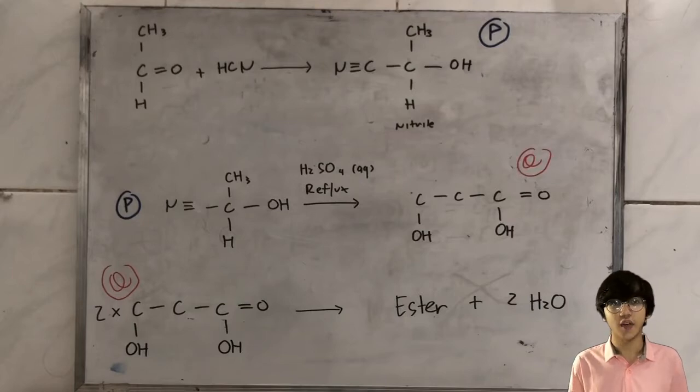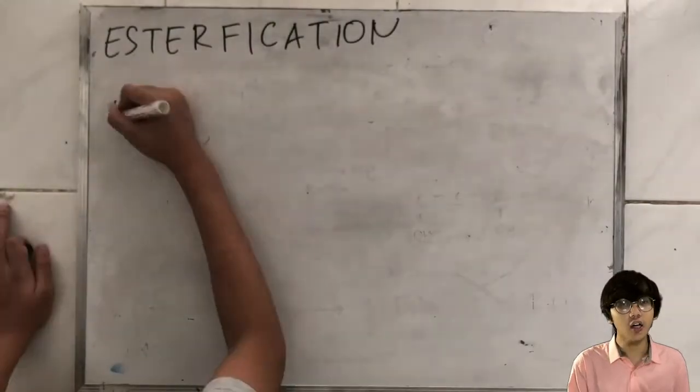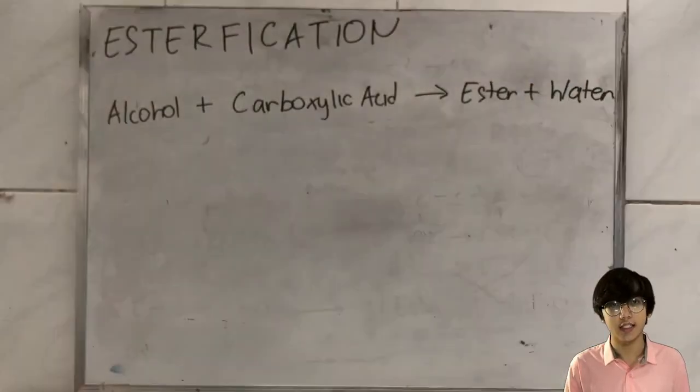But what is esterification? Esterification is a reaction between an alcohol and a carboxylic acid, which then produces an ester and water. But Glenn, I hear you ask, we don't have any alcohol. We only have 2 carboxylic acids. How can that make an ester?